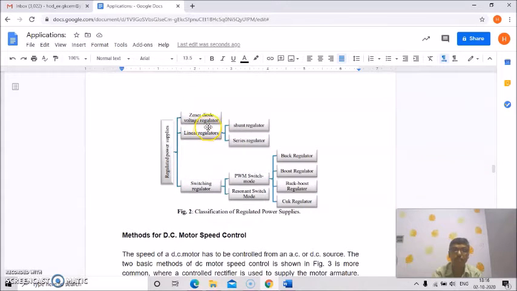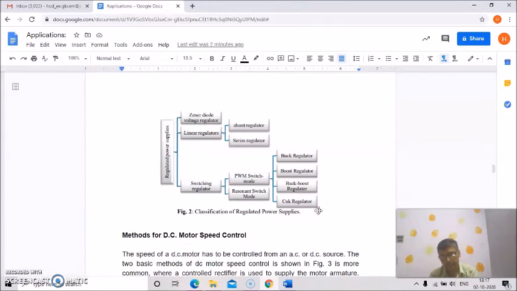These regulated power supplies may be generator voltage regulators, or linear regulators, that is shunt or series regulators, and the most important one, the switching regulators, which are again subdivided into PWM switch mode and resonance switch mode. Those portions we have covered in the last unit itself. In PWM switch mode, we have buck regulator, boost regulator, buck-boost regulator, and Cuk regulator. Everything in these portions we have covered in our previous units, inverters, resonant pulse converters, etc.